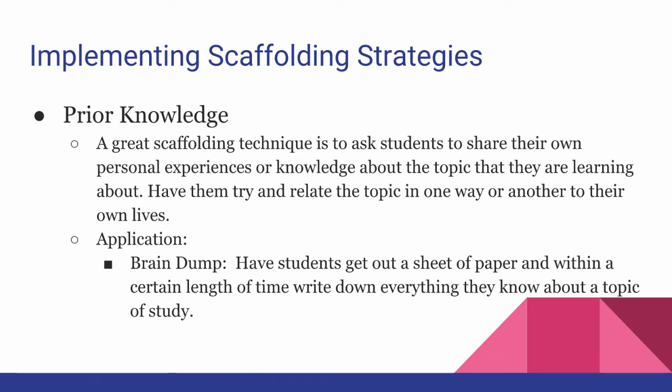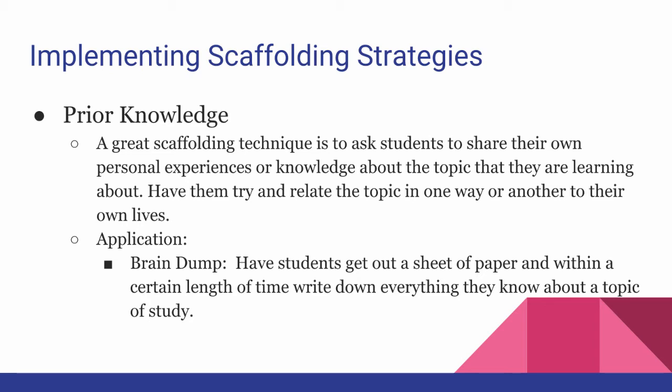There are three major ways that we can implement scaffolding strategies. One is through prior knowledge, and it's a great technique to ask students to share their own personal experiences or knowledge about the topic they are learning about. A great application of this is an activity called a brain dump, where students get out a sheet of paper and you give them 30 seconds and they're going to write everything they know about a certain topic of study. This actually allows them to make connections in their brains as they're working.